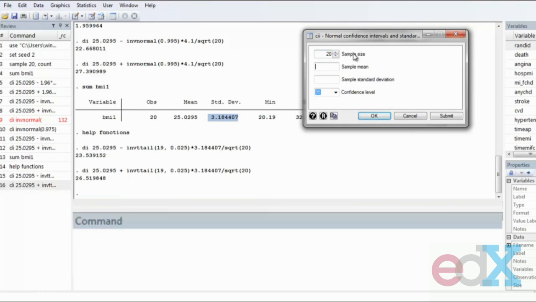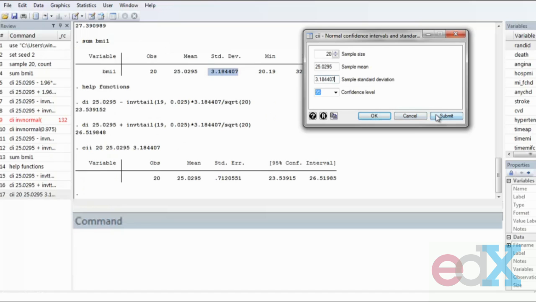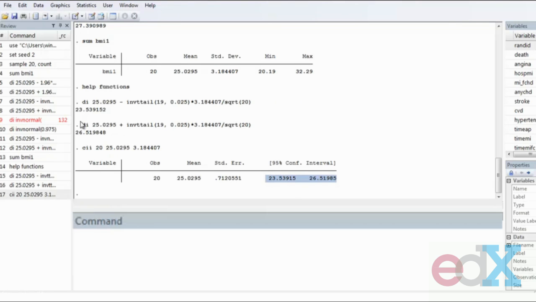And I can say my sample size is 20, my sample mean is 25.0295, sample standard deviation is 3.184407, confidence level is 95%, hit submit, there you go, and I obtain the exact same confidence interval that I got before. So you can see exactly what Stata is doing when you run this CII command, and it automatically spits out a confidence interval. Because you took this course, you know exactly where that confidence interval came from.